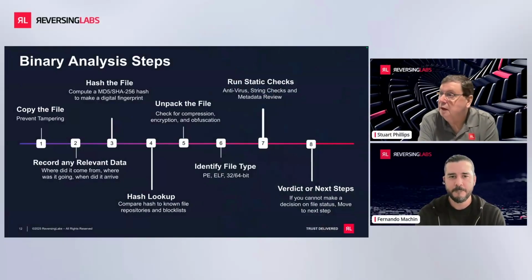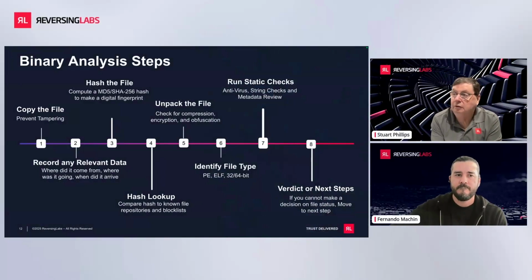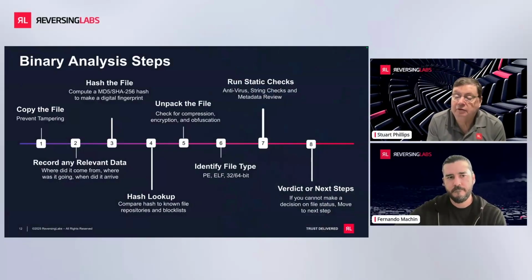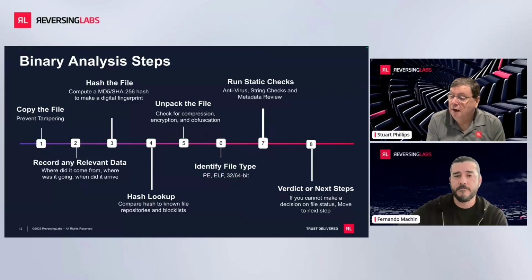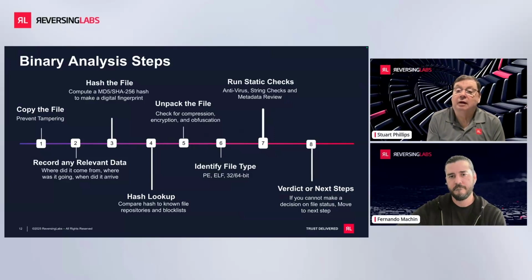Yep. So we talk about the steps, typically going through the binary steps. First thing you do, you want to copy the file. You want to make a solid gold copy, that way, if you need it for law enforcement or for analysis later, you can be sure the file was not tampered with in any way. Record any relevant data, like where did it come from, when did you first see it, who was it targeted to. Hash the file, again, pretty straightforward. Make it MD5, SHA-256, make a digital fingerprint, and then do a hash lookup on a block list.